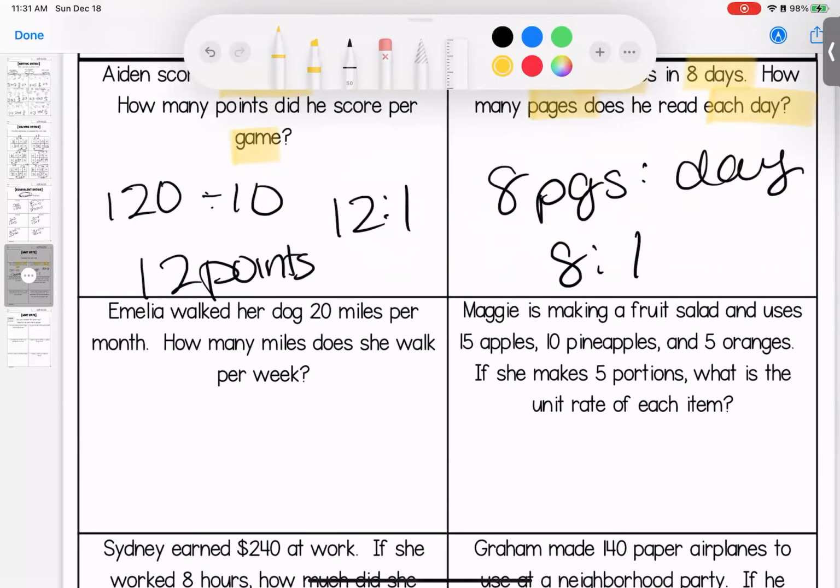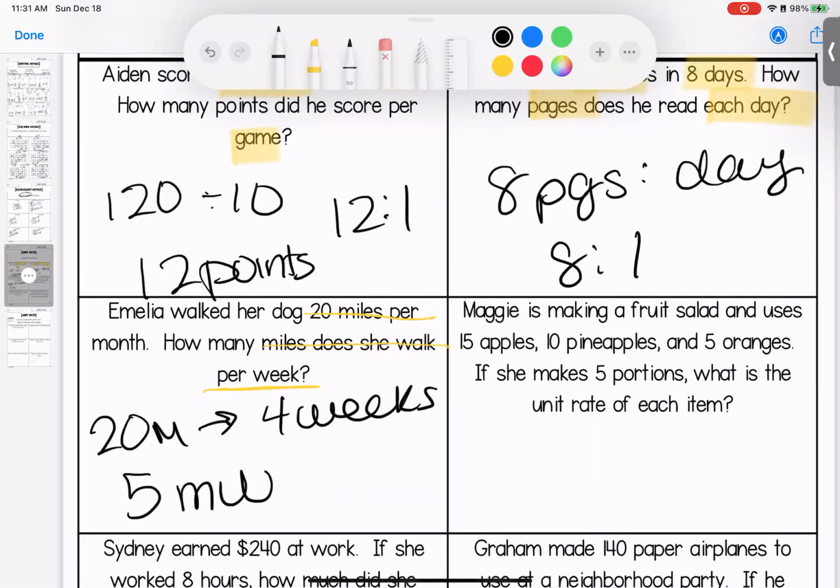Amelia walks her dog 20 miles per month. Be careful with this one because I want to know how many miles does she walk per week. So think this through. If she walks 20 miles a month, so 20 a month, that's going to be 4 weeks, okay? Average of 4 weeks. So it's going to be 5 miles per week, okay? So just be careful. Sometimes you're going to see a switch like this one where I said months, but I want it in weeks. Just be mindful.